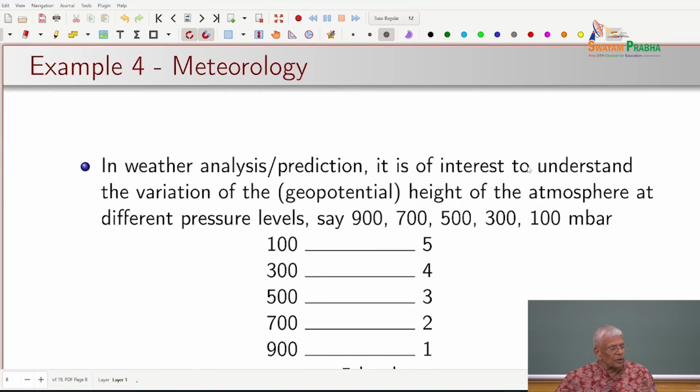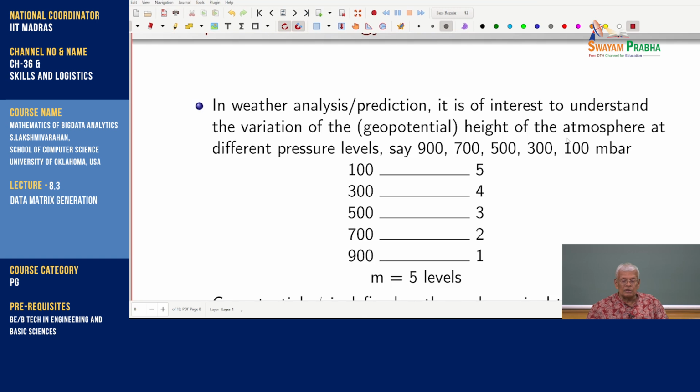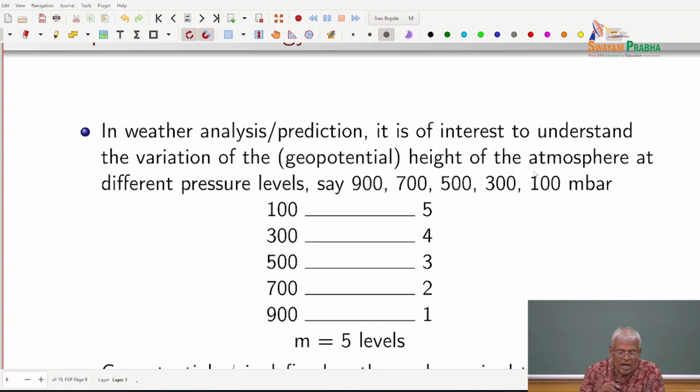The next problem: I'm trying to tell you the various sources of this data matrix so that we can understand where all the data can come from. In weather analysis or prediction, it is of interest to understand the variation of geopotential, which is a measure of the height of the atmosphere at different pressure levels.